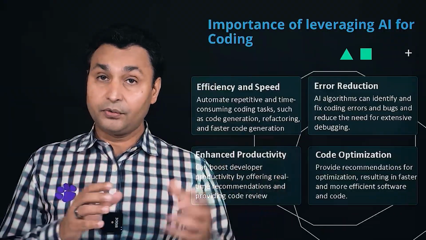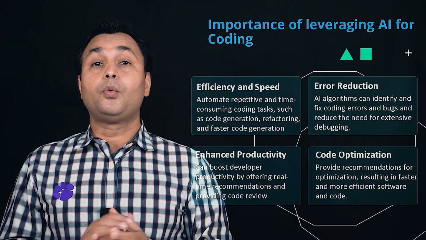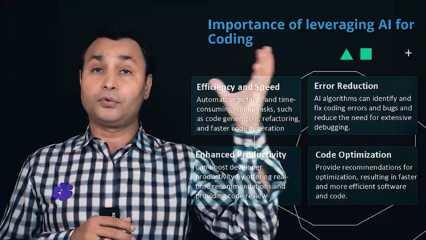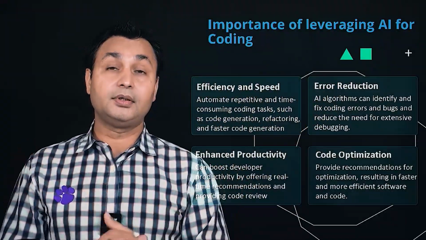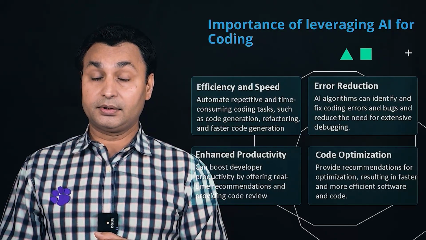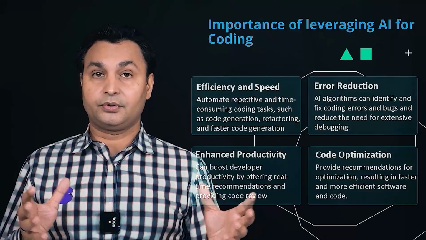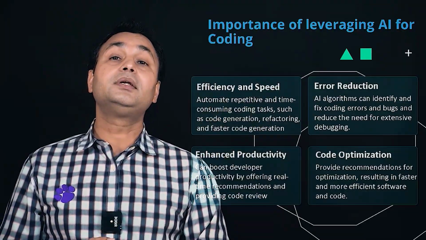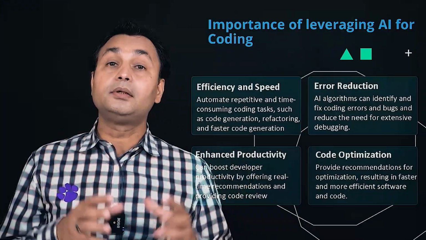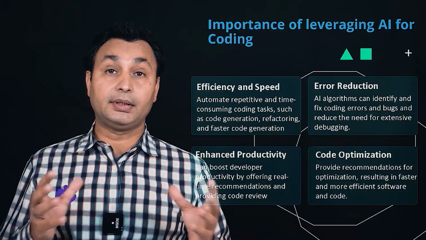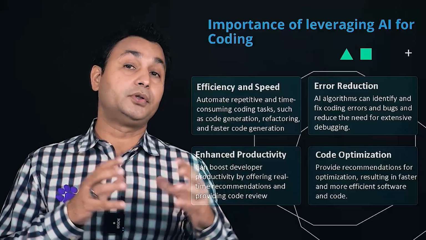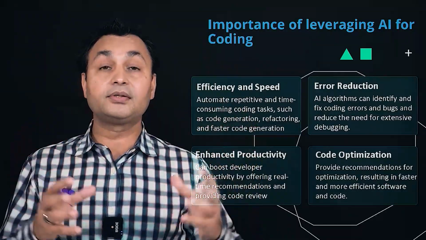Now, before I begin showing you some demo and how it could be used, what I want to discuss is the importance of leveraging AI in general for coding purposes. ChatGPT is an AI or machine learning tool, and what is the importance of leveraging tools such as ChatGPT for coding purposes? The first and important thing is it leads to efficiency and speed. Why? Because you can automate repetitive and time-consuming coding tasks such as code generation and refactoring, and you can do faster code generation. So it leads to higher efficiency and speed.